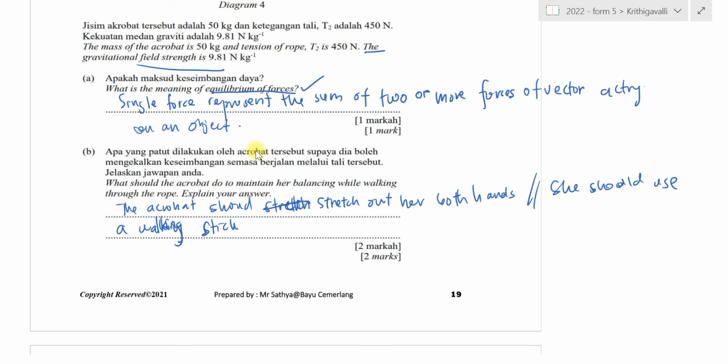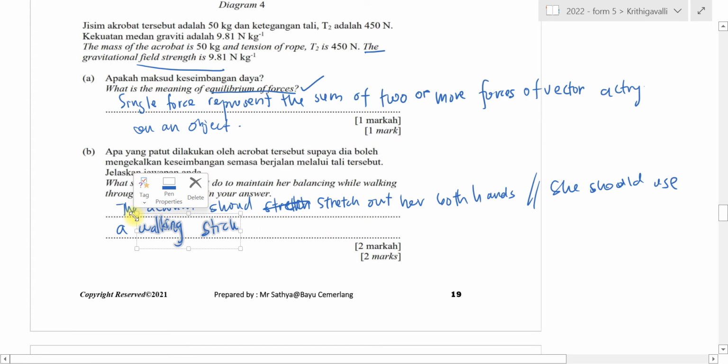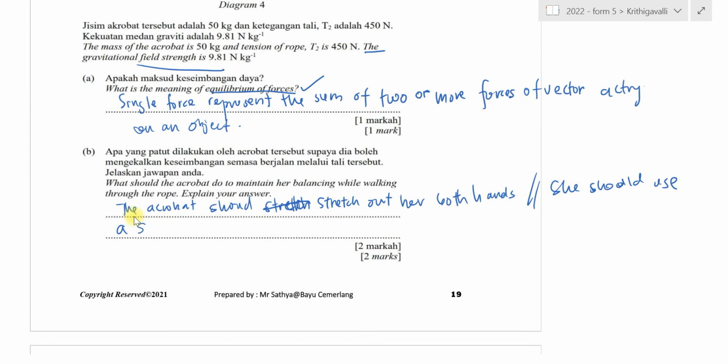Okay, she would use a walking stick. She should use a walking stick. Actually, why a walking stick? She should use a stick when walking. You can write any of these suggestions. Why should she do that? This ensures her stability increases.